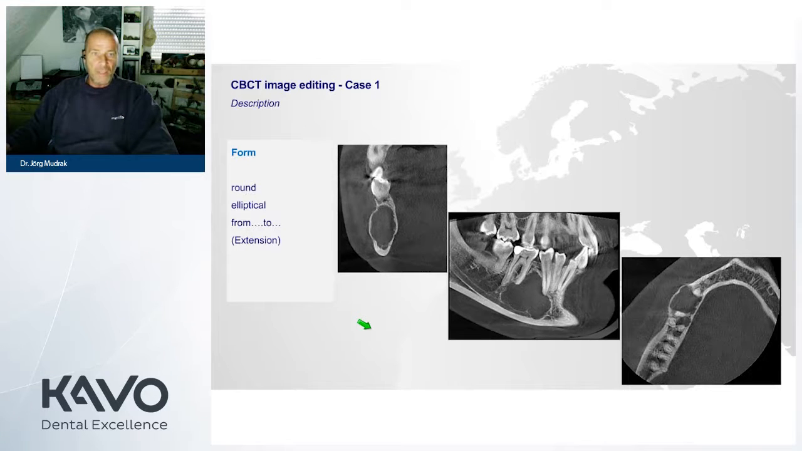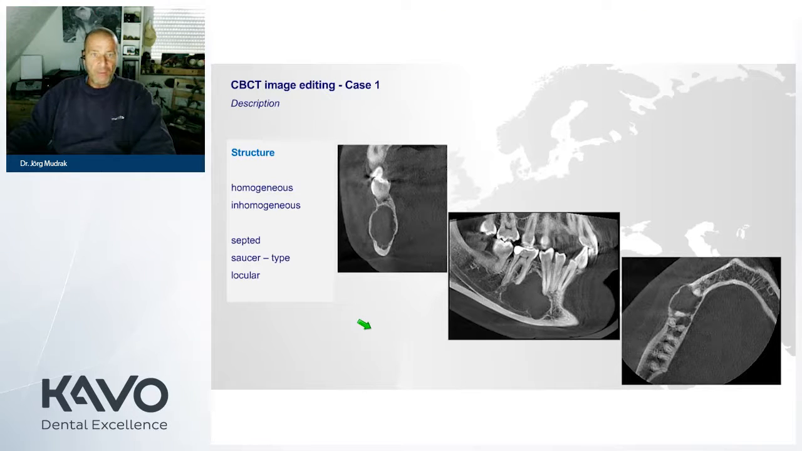The next would be then the form. Here you can really play with your fantasy. You can name it as you like. You can say round, elliptical, banana shaped, apple shaped, pea shaped, whatever you think other people can understand as your meaning. And of course, we can write the extension. That means in this case, it's from the first premolar up to the first molar.